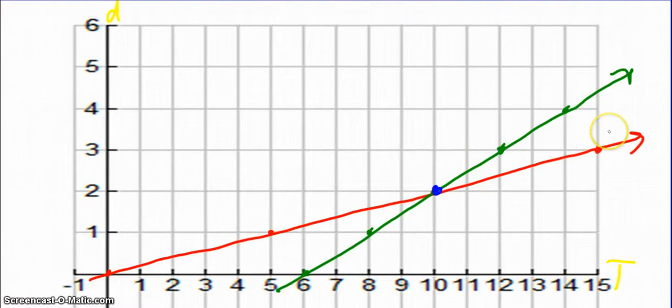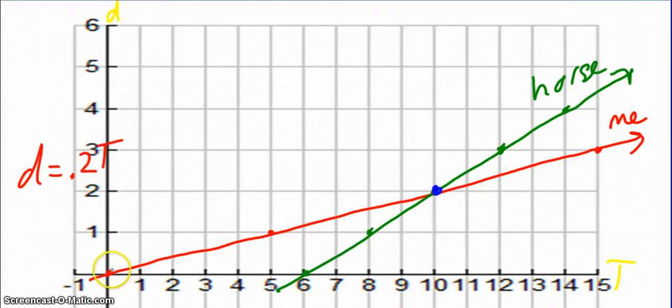Alright, so our graphs should look like this, where the red is me, green is the horse, and I know that I start at the point 0, 0, because remember my equation was d equals 0.2 t, and so from there I go up 1 over 5, up 1 over 5, and the horse starts at the point 6, 0, because the horse had the equation d equals 0.5 t minus 3, and the horse goes up 1 over 2, up 1 over 2. We can see our intersection point. We know the x-axis represents t and the y-axis represents d. So this is what our graph should look like.